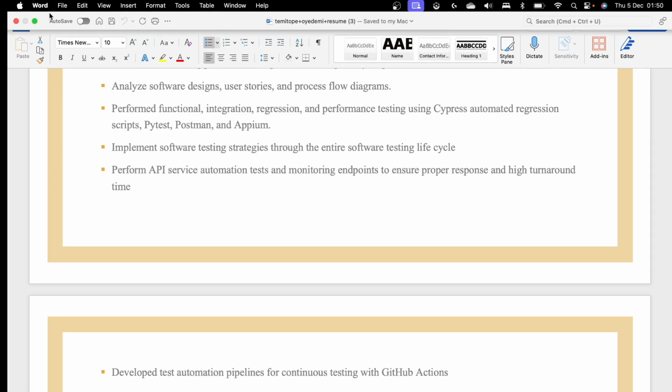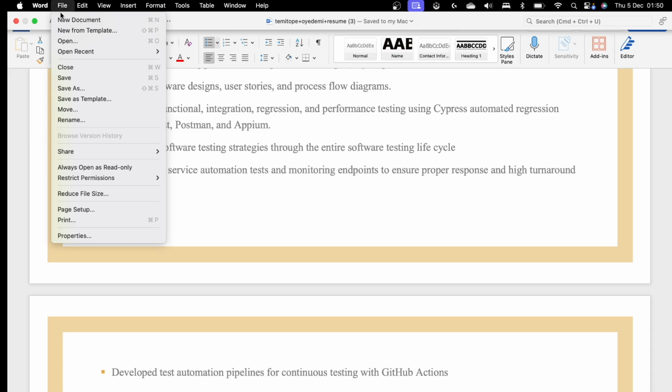So how do we go about getting a very good template?